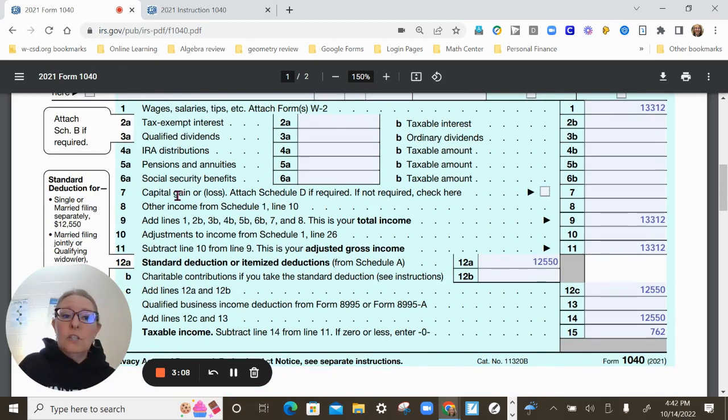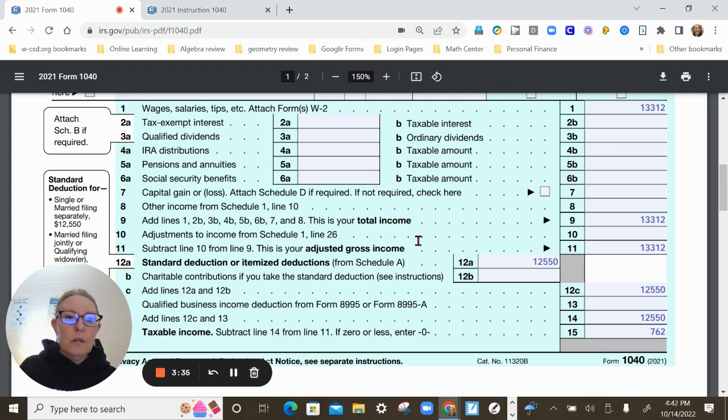Capital gains, she sold something and made money. She did not, so we don't have any of that. So then we get down here, it says add lines 1, 2B, 3B, etc. Total income is $13,312. Then adjustments to her income, she doesn't have any. So her adjusted gross income is $13,312. That is not her taxable income.